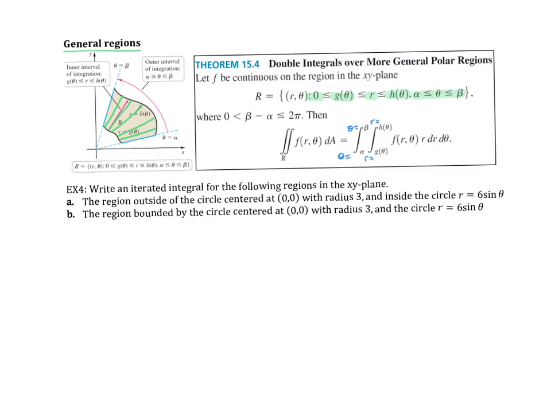In our next example, we're not going to evaluate the integral, we're just going to set them up. In example 4, we're going to write an iterated or a double integral for the following regions in the xy plane. For part A, the region outside of the circle centered at 0, 0 with a radius of 3, and inside the circle r equal to 6 sine theta.